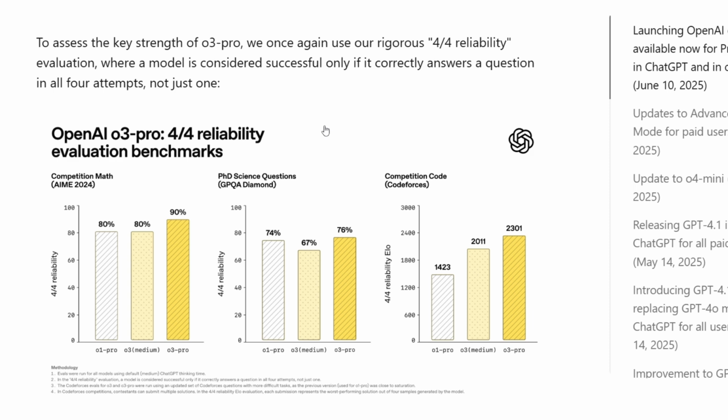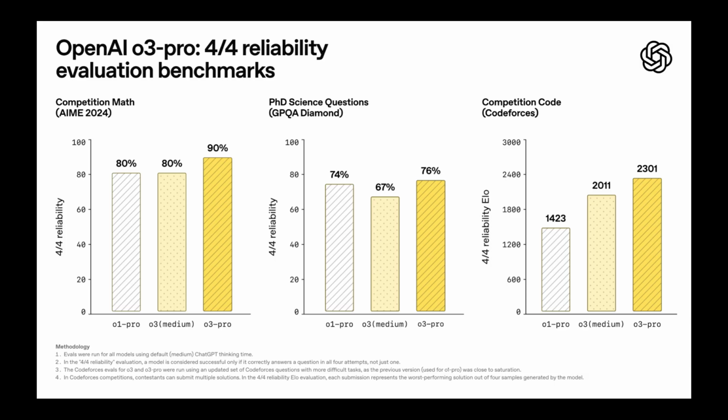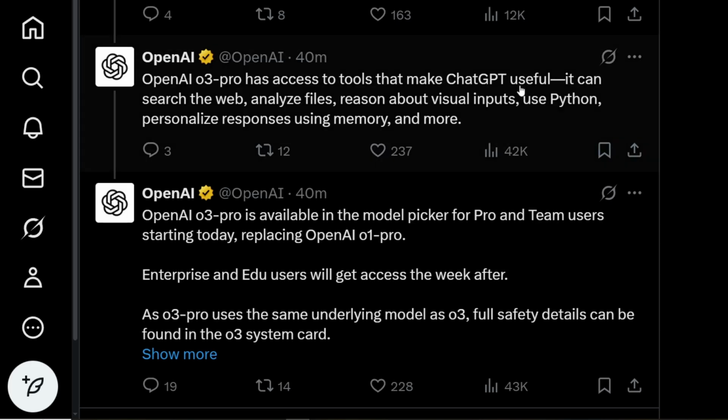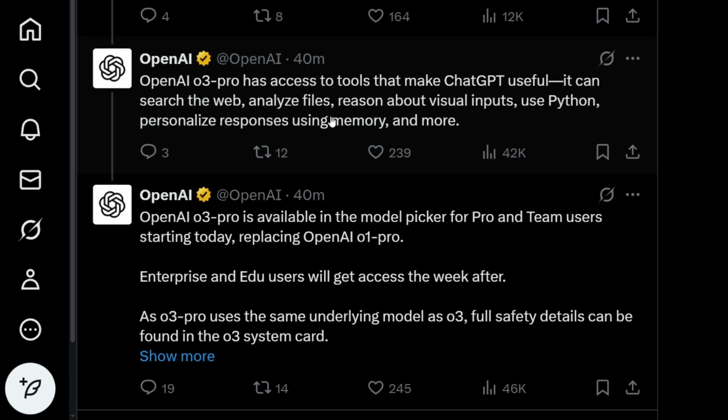And OpenAI also has a 4/4 reliability evaluation. Here a model is considered successful only if it correctly answers a question in all 4 attempts, not just one. So this is the criteria for measuring the accuracy of this model. And here also O3 Pro does an amazing job. Same results, better than O3 Medium and O1 Pro in math as well as in science as well as in coding competition. And this model in ChatGPT will obviously have access to web search, analyzing files, reasoning, visual input with images, and personalized responses with memory and more.